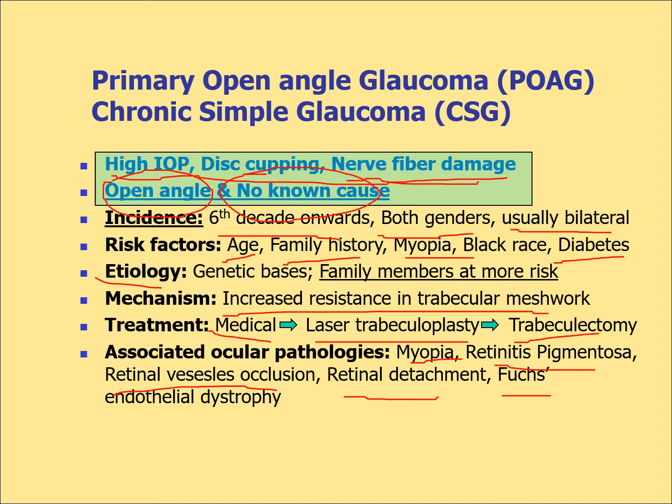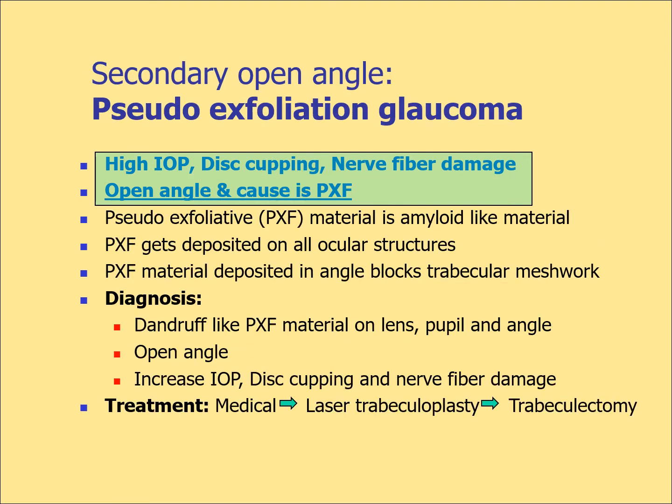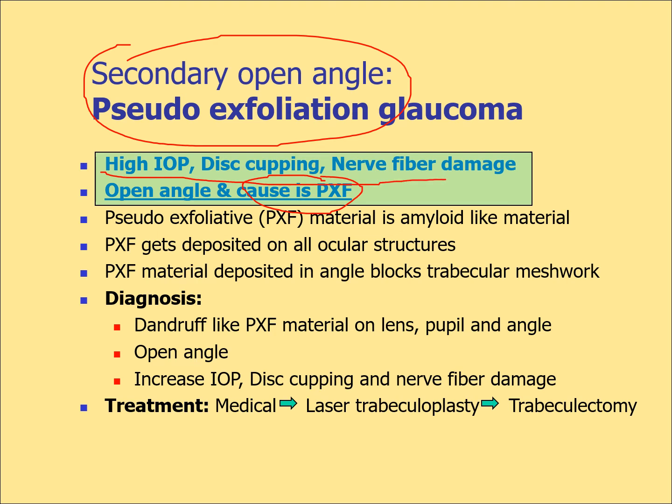Now we'll move to secondary open-angle glaucomas in which the cause will be known. And first of them is pseudo-exfoliation glaucoma. Pseudo-exfoliation is a type of secondary open-angle glaucoma in which the cause is known. And what is the cause? Cause is the pseudo-exfoliation. Remember again, high IOP, disc cupping, nerve fiber damage along with open angle, and the cause is pseudo-exfoliation.